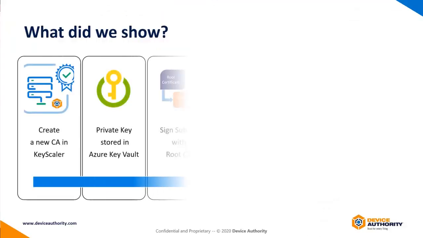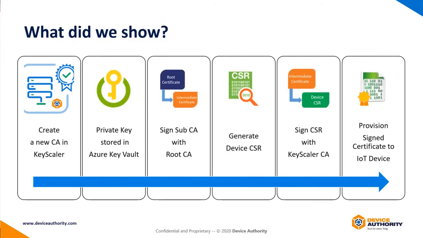And here's a summary of what we showed. We showed the intermediate CA creation in KeyScaler as a new certificate authority and its private key, both generated and stored securely in Azure KeyVault cloud infrastructure. We also showed through KeyScaler's control panel and CA tools how a device CSR can be easily signed by a new CA and downloaded to the IoT device.